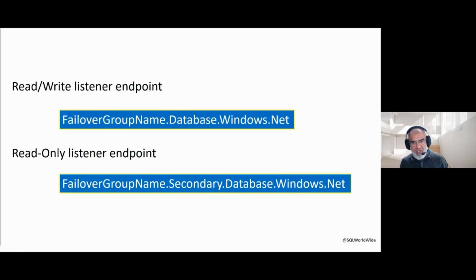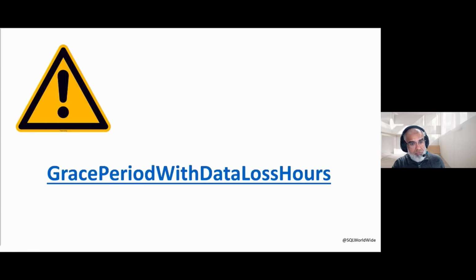This is how the listeners look. This is documented, and I'll show you what you see if you connect with the listener. Now, when you set up these failover groups, there is a setting called grace period with data loss hours, and you can set that the minimum is an hour. This is a confusing setting in my view, because I struggled with exactly what this means, right? So I had a bunch of emails and correspondence with the product managers to understand this better.